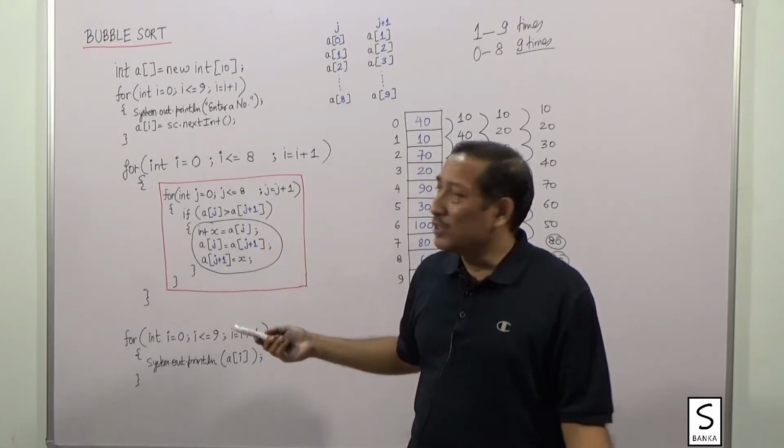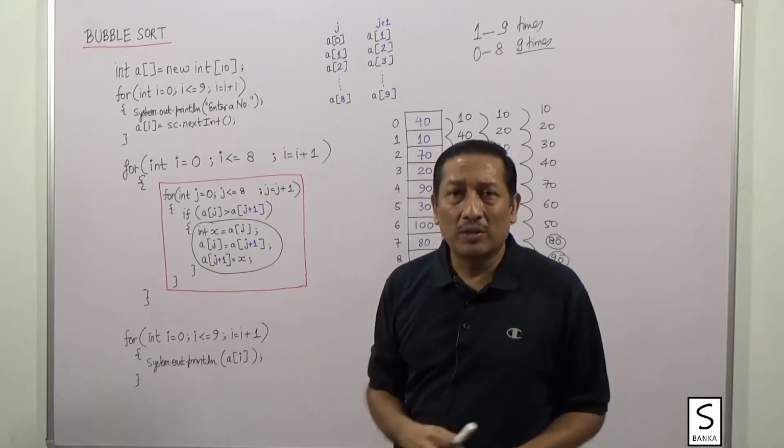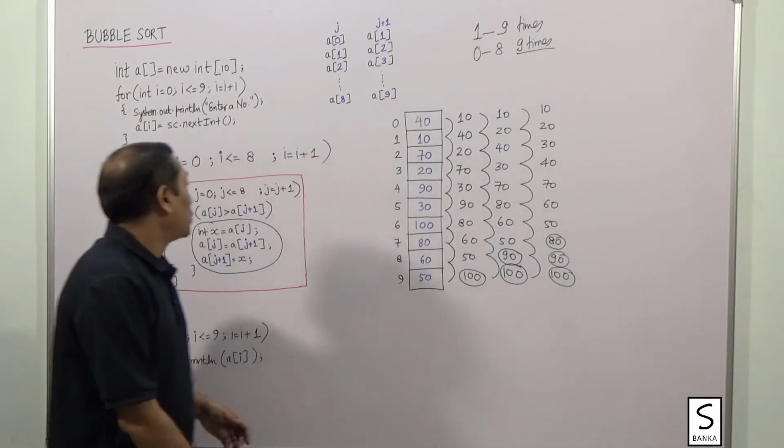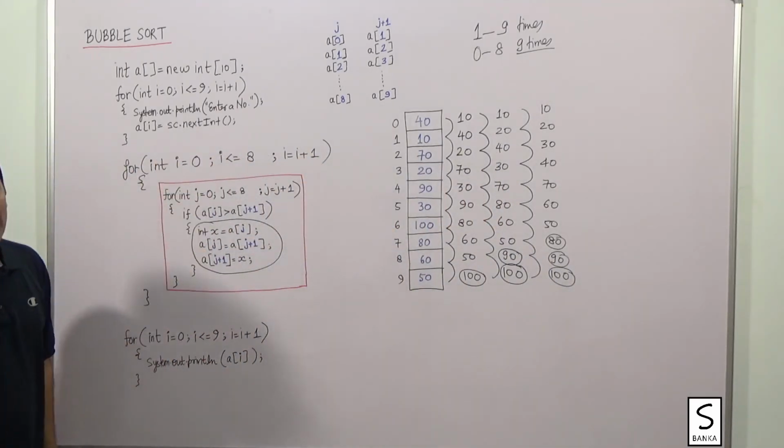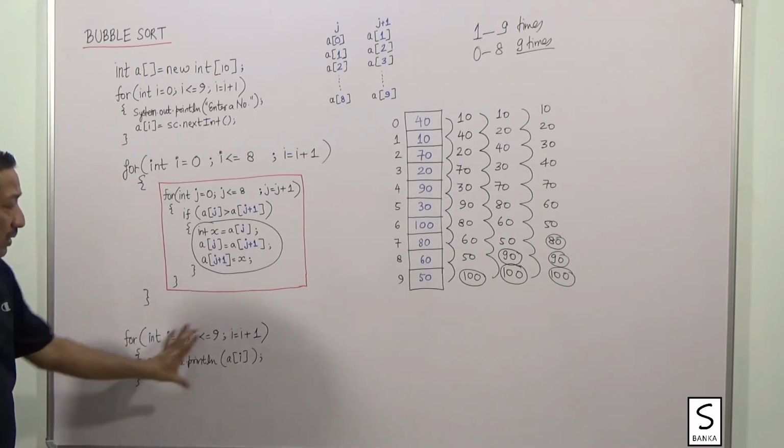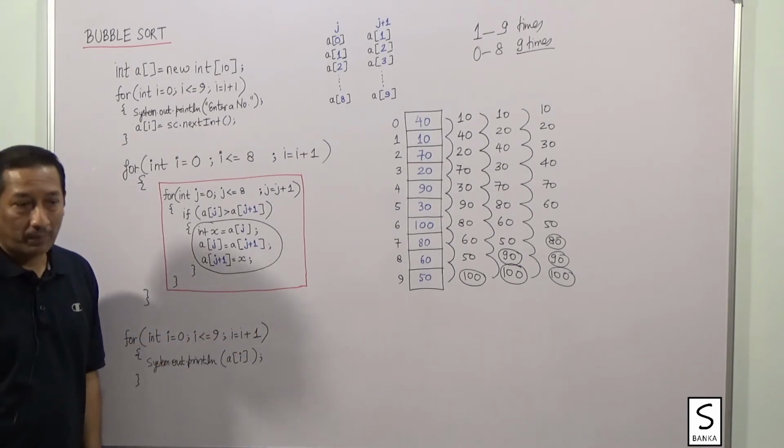But if somebody wishes to write 1 to 9, that is their choice, they can do so. So this process, as you can see, now we have a complete program, and once the array is sorted, we will simply print it, and we will get our output.